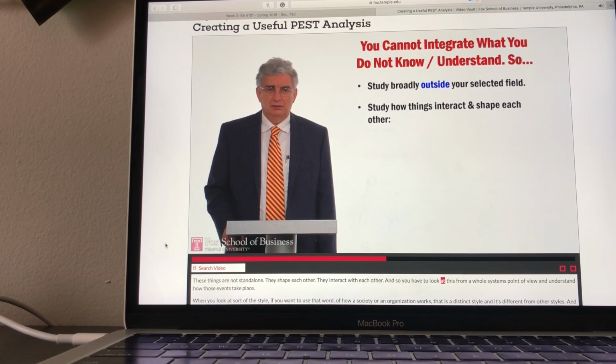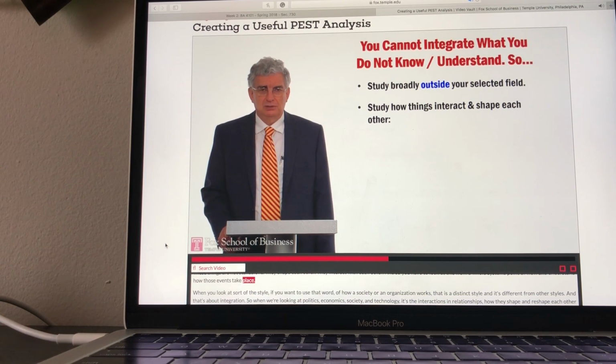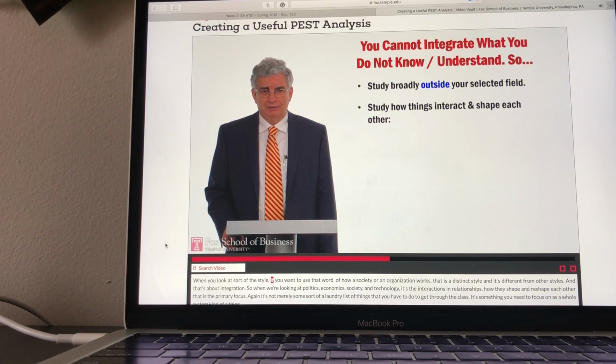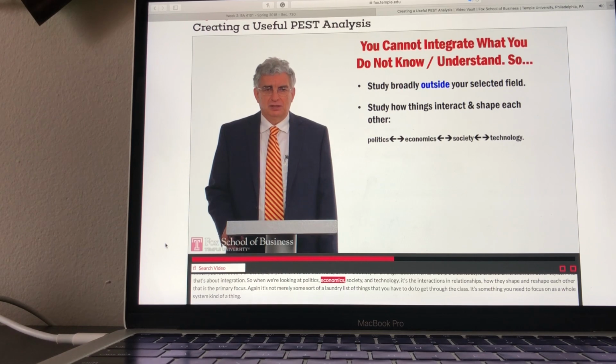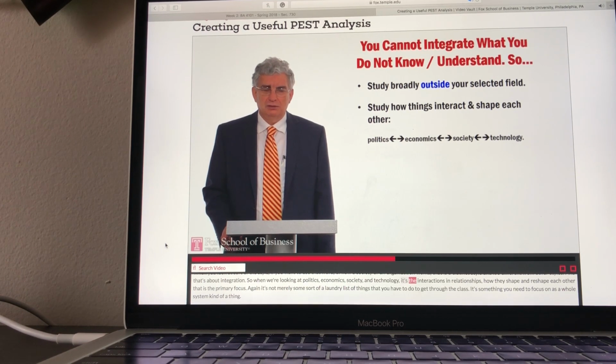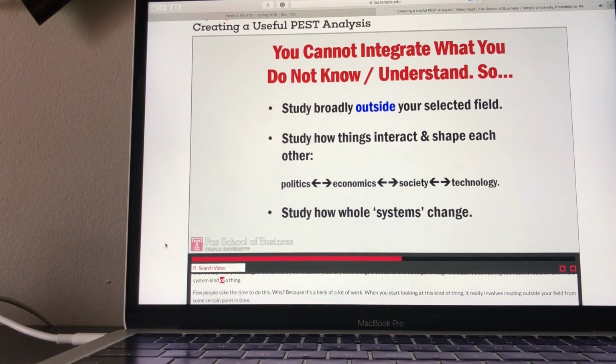And so you have to look at this from a whole systems point of view and understand how those events take place. When you look at the style, if you want to use that word, of how a society or an organization works, that is a distinct style and it's different from other styles, and that's about integration. So when we're looking at politics, economics, society, and technology, it's the interactions, the interrelationships, how they shape and reshape each other that is the primary focus. Again, it's not merely some sort of a laundry list of things that you have to do to get through the class. It's something you need to focus on as a whole system.